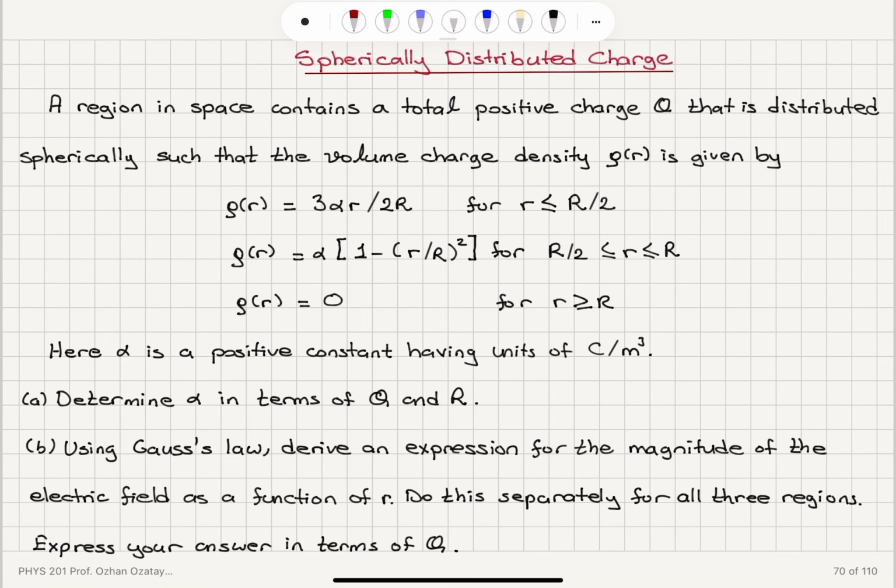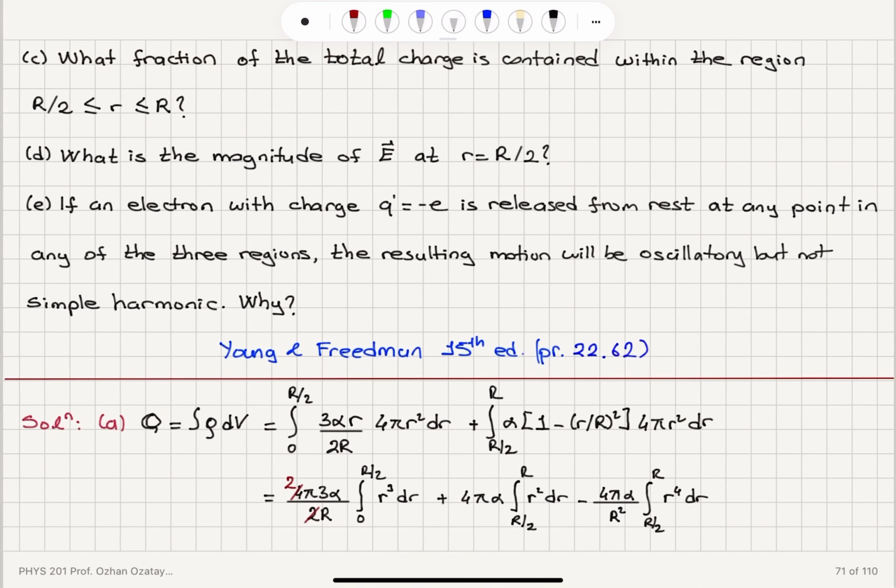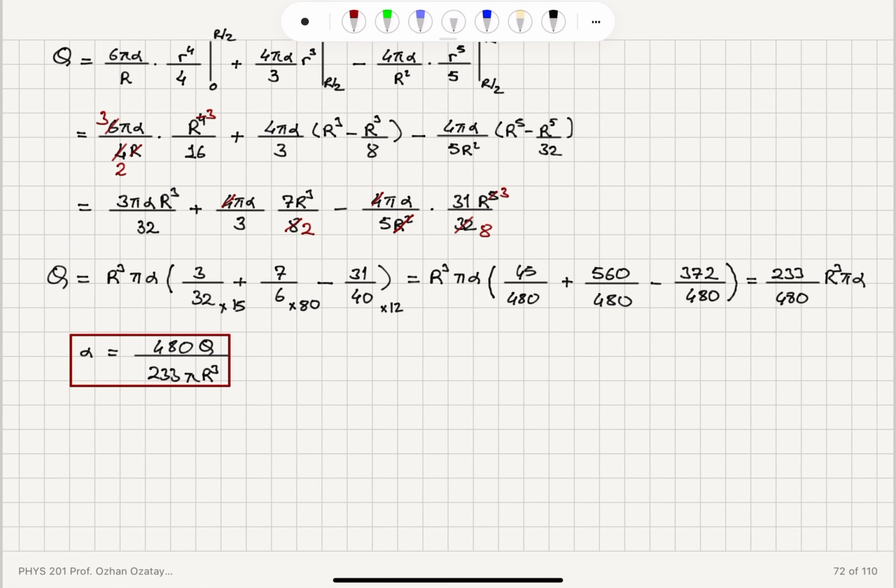Now in part B, using Gauss's law, derive an expression for the magnitude of the electric field as a function of r. Do this separately for all three regions and express your answer in terms of Q. So we're going to start with r less than or equal to capital R over 2. In part B, the first region of interest is r less than or equal to capital R over 2.